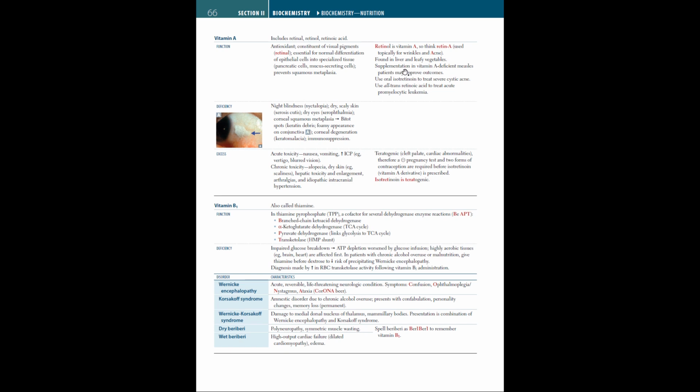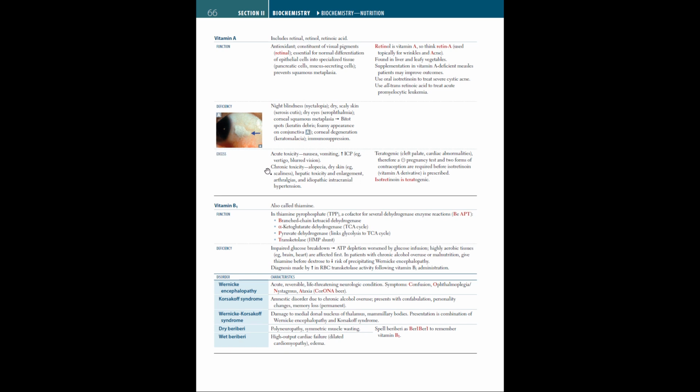Now, supplementation in vitamin A deficiency and in measles patients can improve outcomes. So use oral isotretinoin to treat severe cystic acne. Use all-trans retinoic acid to treat acute promyelocytic leukemia. Now, a deficiency in vitamin A leads to night blindness, dry, scaly skin, and dry eyes, corneal squamous metaplasia, or Bitot spots, which are keratin debris forming a foamy appearance in the conjunctiva, you can see here, corneal degeneration, and immunosuppression.